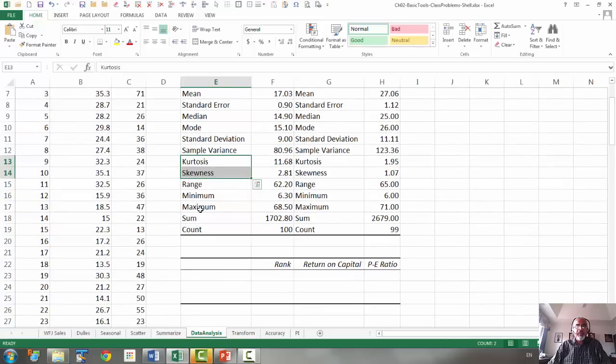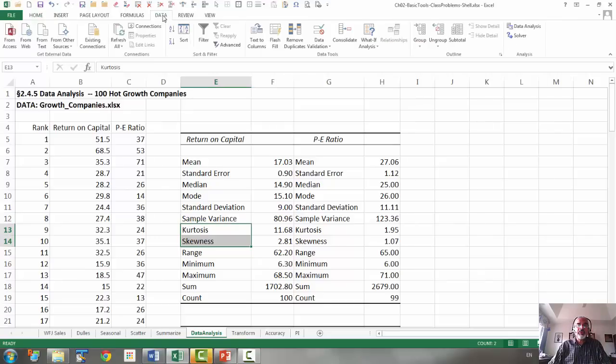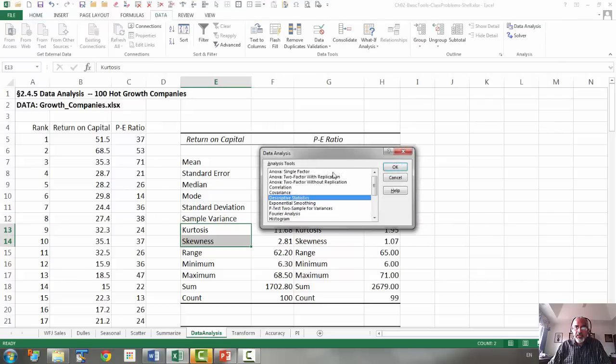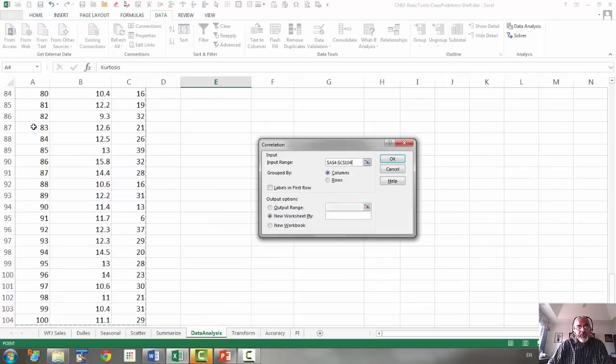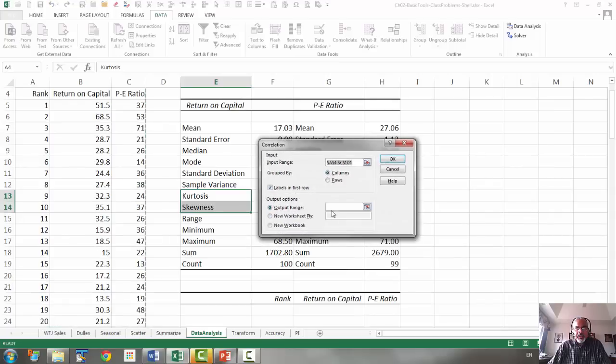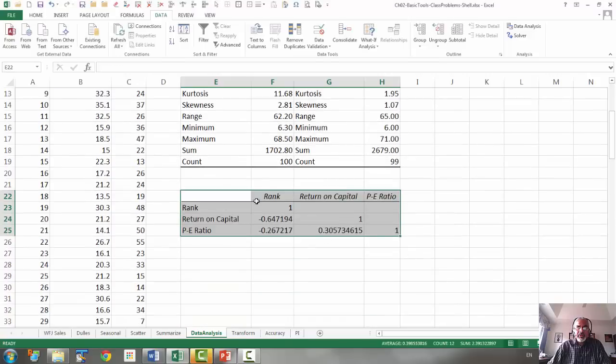Now we can also develop a correlation matrix using a command instead of the CORREL function. For that you go to Data, Data Analysis, and this time select Correlation. Now let's include all three columns, starting from rank and these three. Of course the first row is label, and let's assume that we want to start the output from here. Okay, so now we have the correlation.